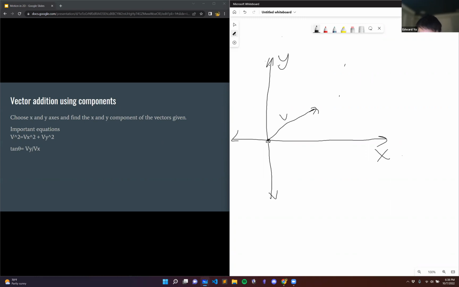Since it's in the xy plane, there would be an x component here and this is the y component. So this is vx, and this is vy, and it's going at an angle of theta. If you already know some basic trigonometry, you should know that to find vy and vx, knowing theta and v, sine theta is opposite over the hypotenuse. So sine theta is equal to vy over v.